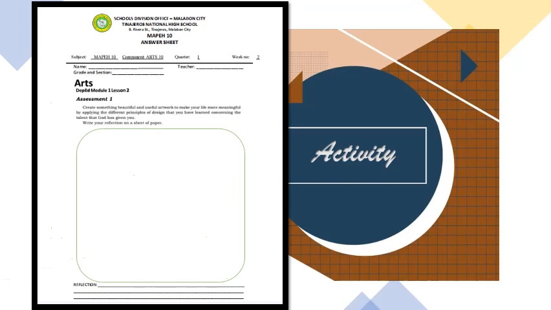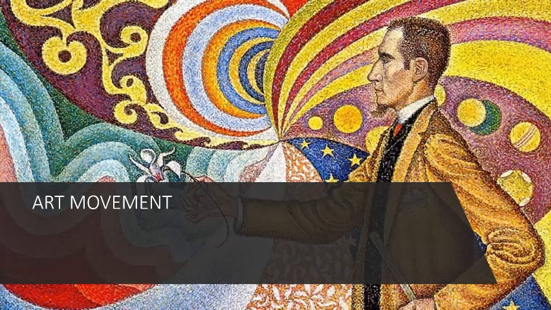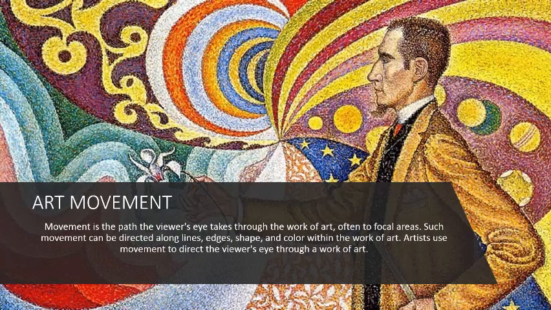Make sure that the elements of art are applied. Now proceed to our next lesson. Movement is the way the visual eye is led through the work of art, often to the focal area. Such movement can be directed along lines, edges, shape, and color within the work of art. Artists use movement to direct the visual eye through the work of art.